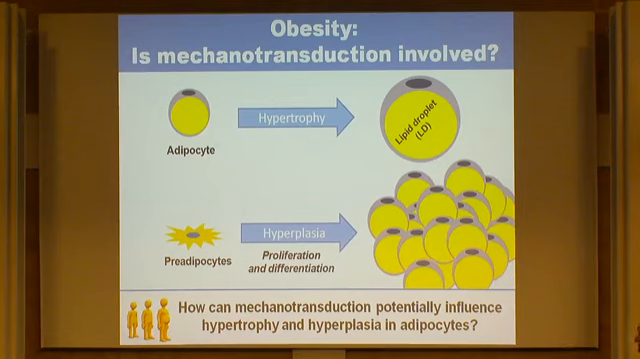The simple question that you can ask is, okay, how do we gain fat mass? How do we become overweight? That can happen in two different ways. First of all, you can have more of the same. You can have more cells, right?